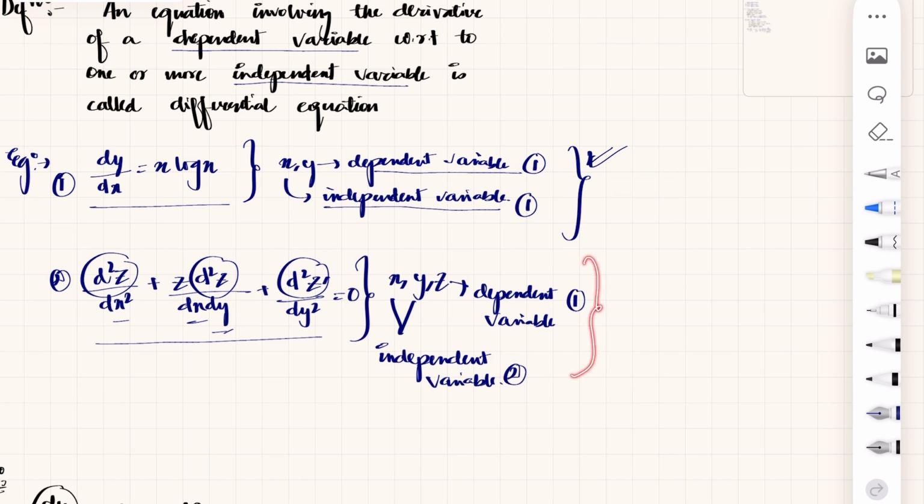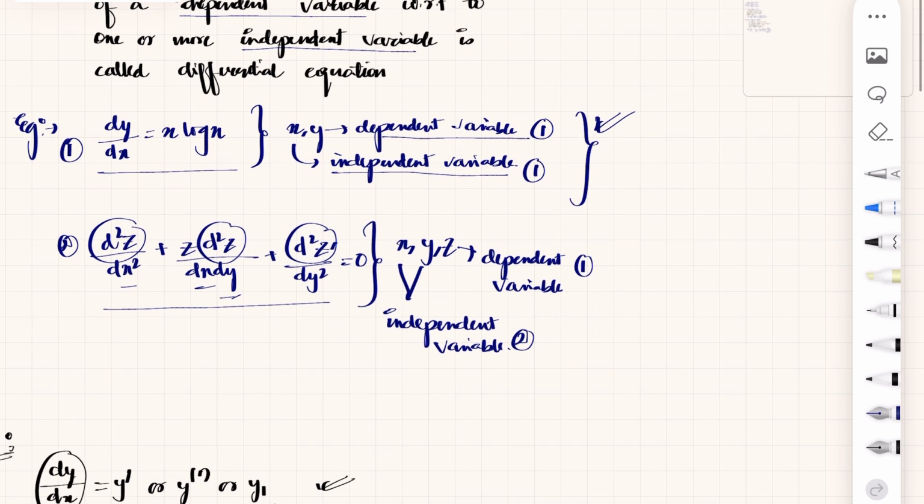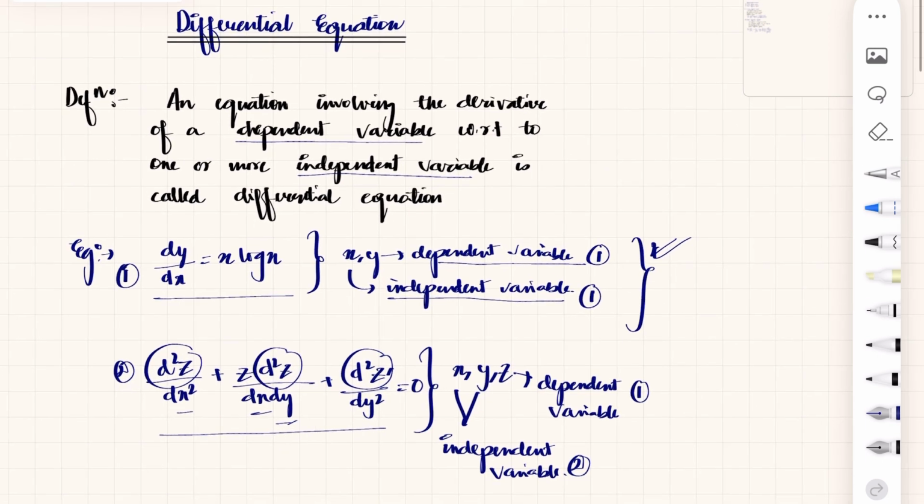What about the second example? Here it involves more than one independent variable, because there are two independent variables, that means more than one independent variable and one dependent variable. So this equation is valid for partial differential equations. Okay, partial differential equations. So you got the meaning, right?